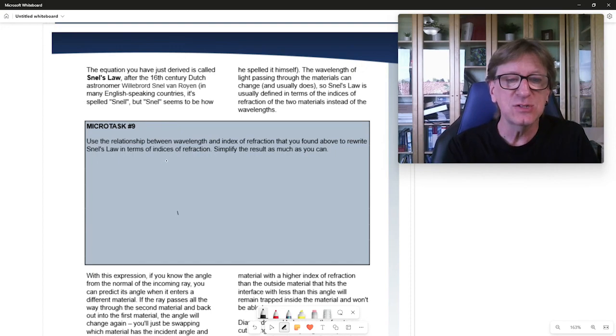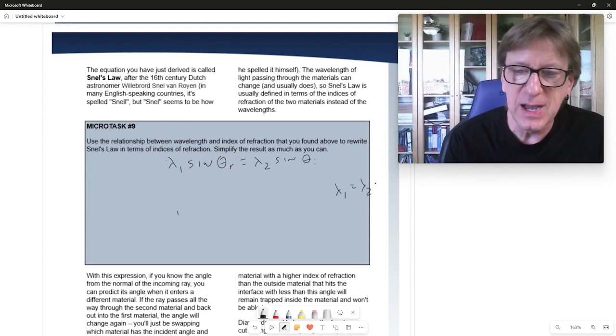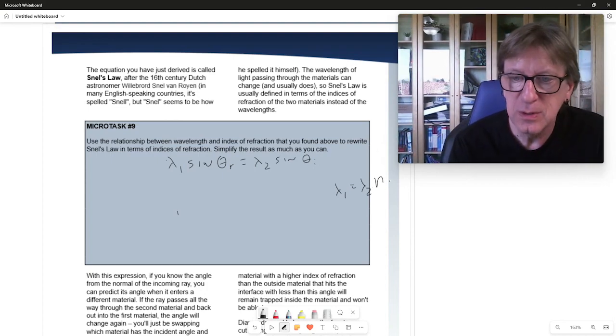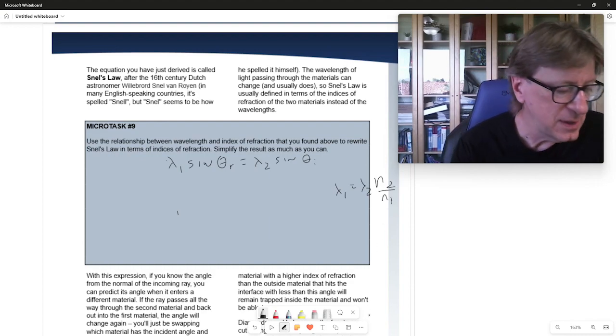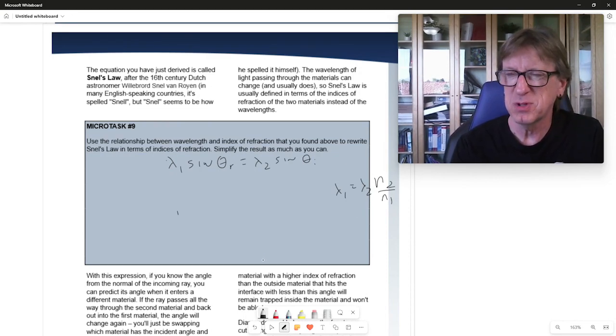So let's start out with writing down lambda 1 times sine theta r equals lambda 2 times sine theta i. And let's see if you can do this yourself. So pause the video. We want to use the relationship between the wavelength and the index of refraction. And remember that we found that lambda 1 must equal lambda 2 divided by n2 over n1, just like that. So use this expression and let's see if you can get rid of the lambdas. It's going to be pretty straightforward. Pause the video and make that happen.